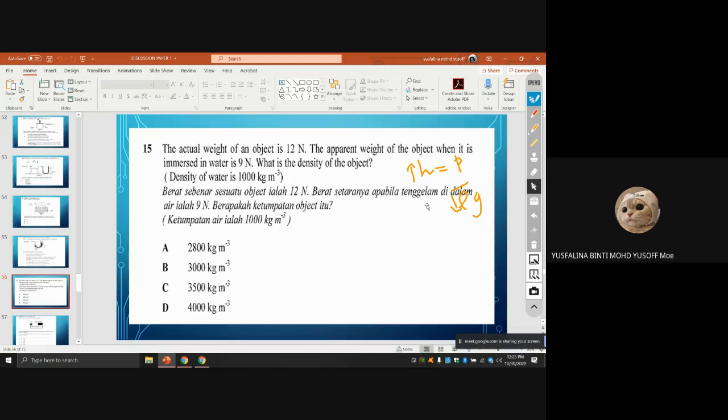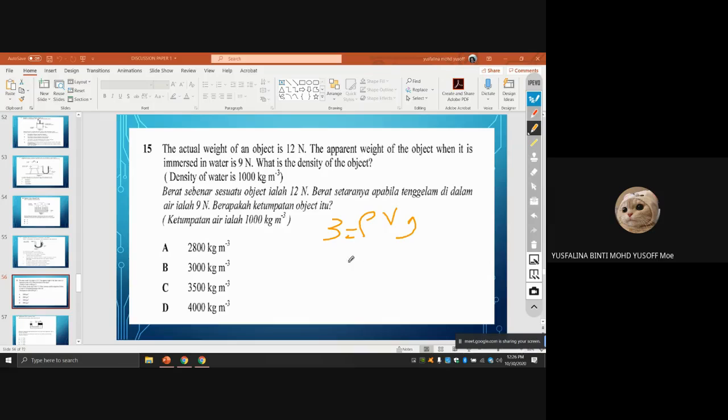Okay, the actual weight of an object is 12 Newton. The apparent weight of the object when it's immersed in water is 9 Newton. So what is the density of the object? Here you have to find the buoyant force first, right? The buoyant force is actually 12 minus 9, so the buoyant force is 3. So 3 is equal to rho Vg.